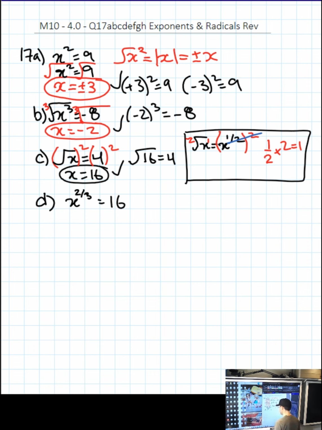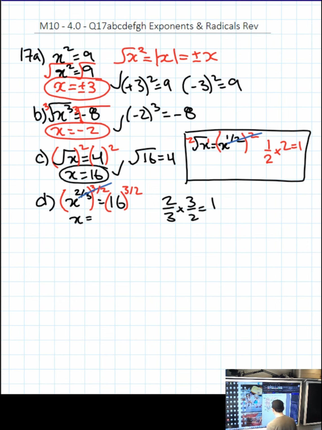So now working on 17D, we want to take both sides to the reciprocal exponent of the variable. Now you may not be doing this stuff in grade 10, but it is a grade 10 skill, so we're going to be learning it now and then we'll be using it in the future. So again, we're going to take both sides to the reciprocal of the variable. If we flip 2 over 3, we get 3 over 2, so we're going to take both sides to the 3 over 2. The reason is that 2 over 3 times 3 over 2 is simply 1, and that will cancel the exponents on the right-hand side. Therefore, x is equal to 16 to the 3 over 2.